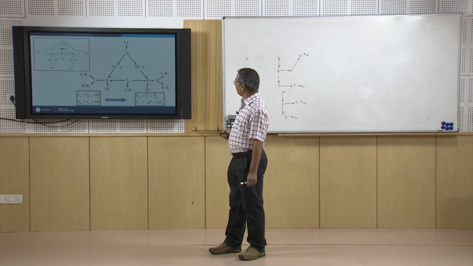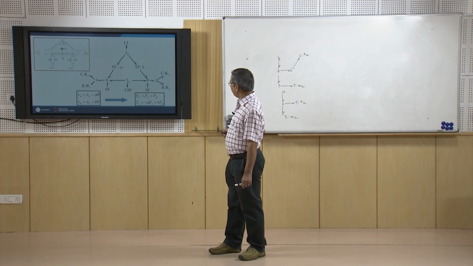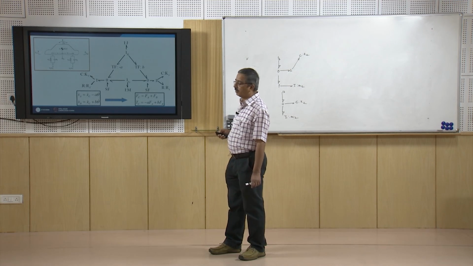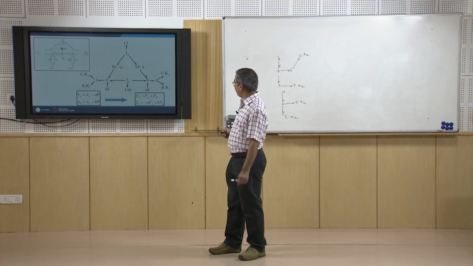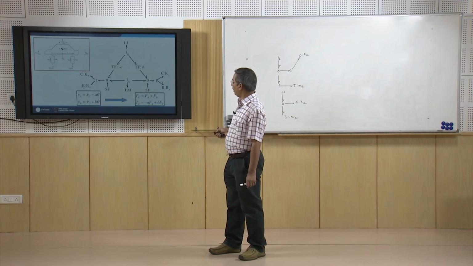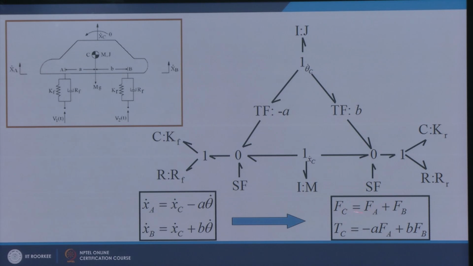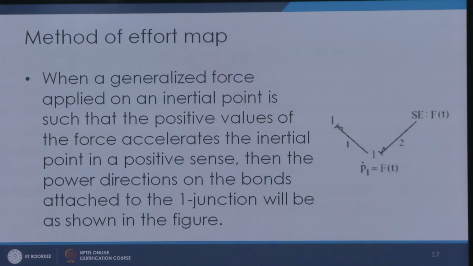Here further we can see that we are drawing this bond graph using velocity relationships, and this relationship can be easily derived using force and torque relationships, which can be established over here, that Fc is equal to Fa plus Fb, likewise Tc here will be minus A times Fa and plus B times Fb. So, that is how this is done.